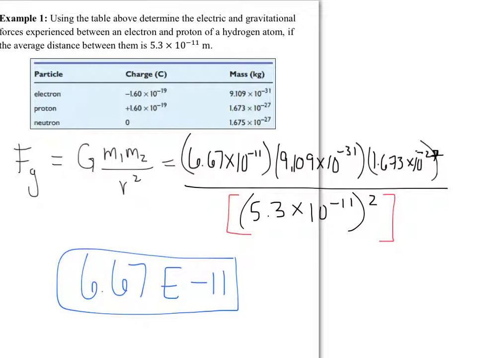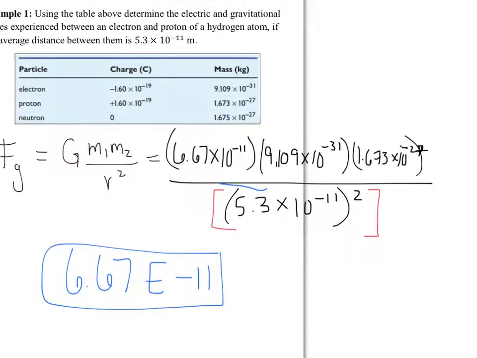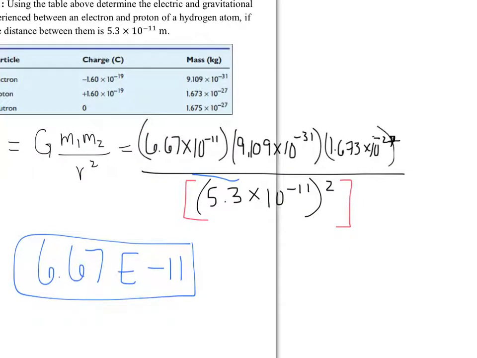What do we get as an answer here for the amount of gravitational force felt between these two? Jake, what do you got? I got 1.9 times 10 to the negative 57. I got something different. I got 3.6 when I did it. Well, you definitely forgot to square the denominator. Oh, okay, that's probably what I meant.